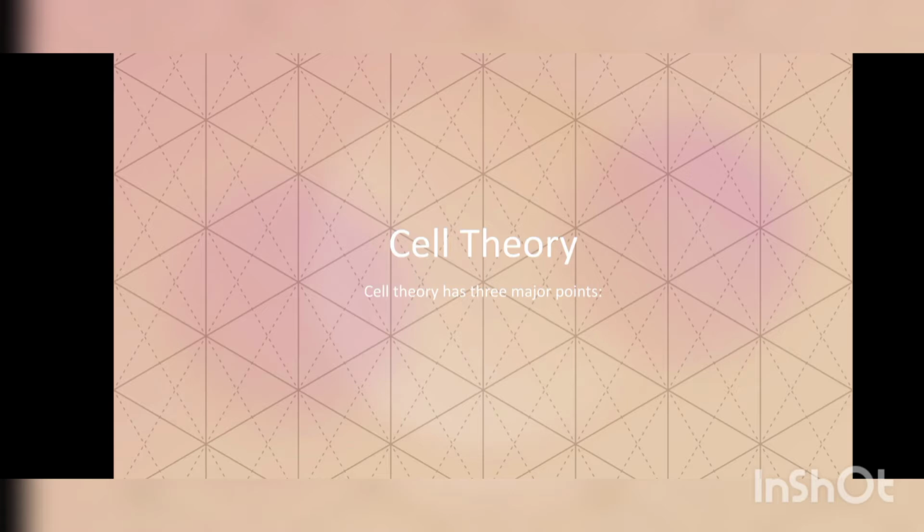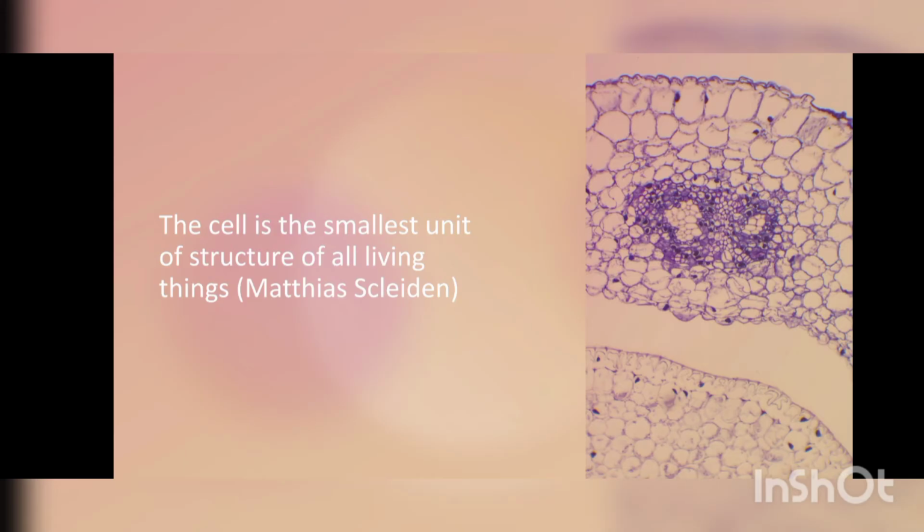So, what is cell theory? A set of principles on which the practice of a cell is based. Principles, rules, a set of rules by which the cell carries its activity. A set of rules due to which the cell carries its activity, that is called cell theory. Okay, now cell theory has three major points. Let me tell you what those points are.